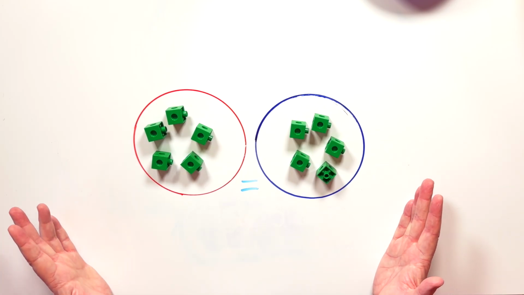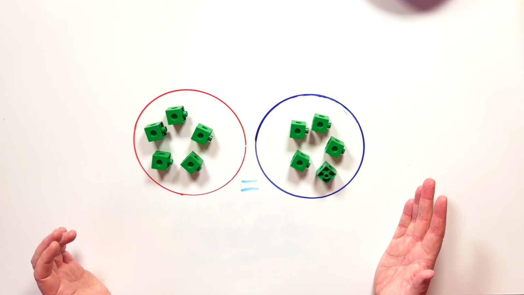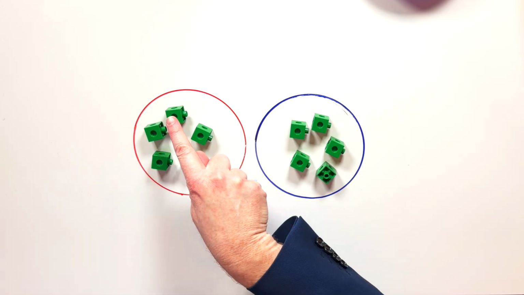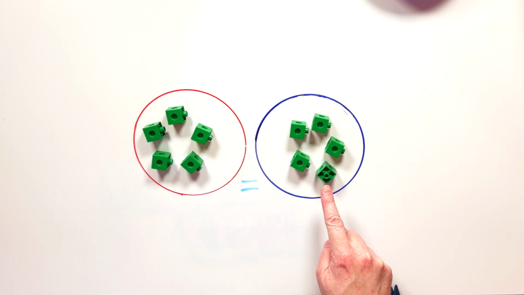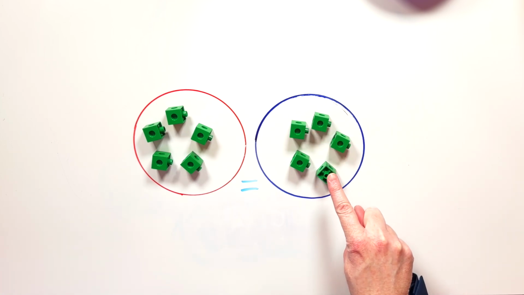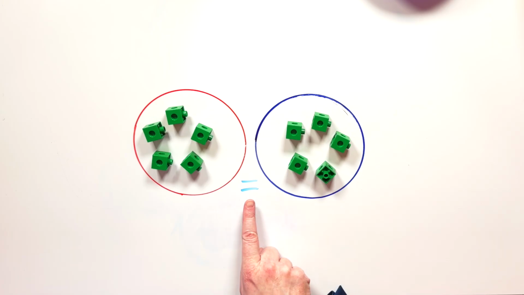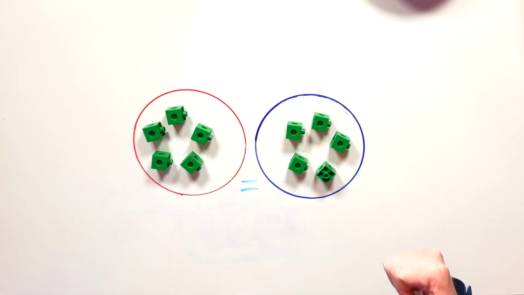What can you see? How many do we have in this group? 1, 2, 3, 4, 5. How many do we have in this group? 1, 2, 3, 4, 5. Have we made equal groups? Yes, we have. We've made 2 equal groups of 5. Reminds me of my Friends of 10 song. Okay, let's make some sentences.